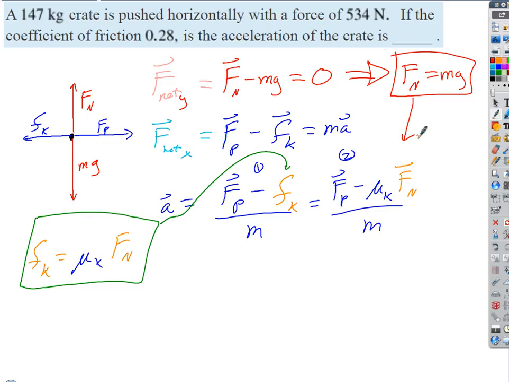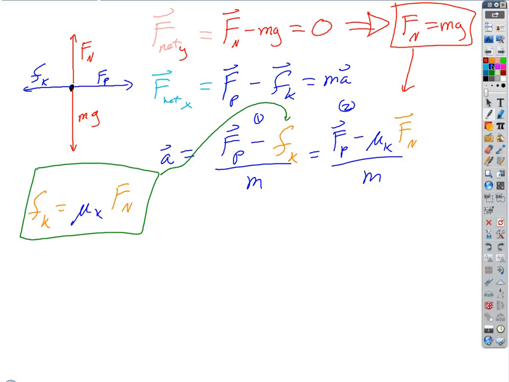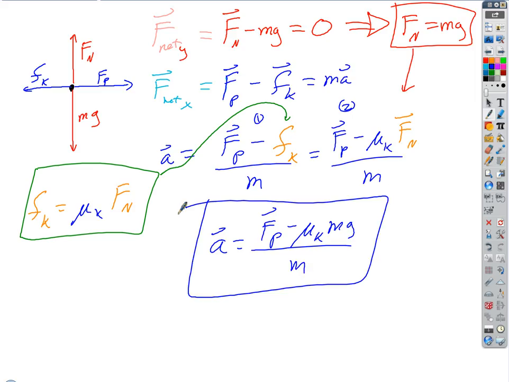Everybody see that? All we did was take our second equation of motion, and if we solve for a algebraically, we get this, but we don't know the frictional force. By definition, that equals mu times normal force. But to find out what normal force is, we have to go back to equation 1. Then when we make that substitution, we get acceleration equals F sub P, which is known, minus mu sub k, which is known, times mg, which is known, over m. And then I just plug and chug, right?